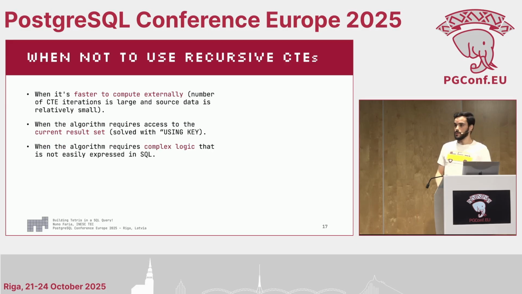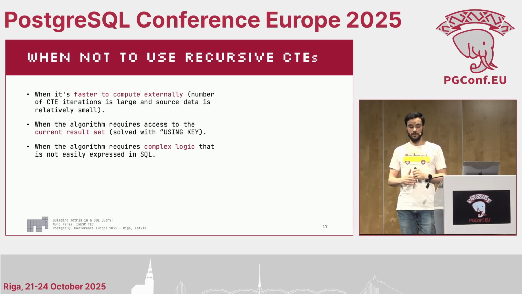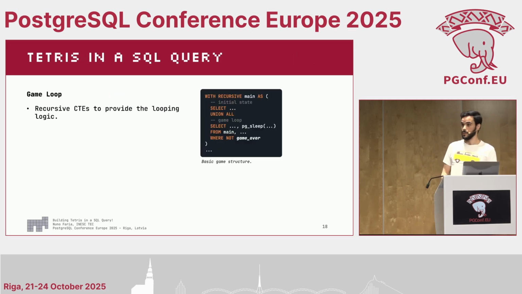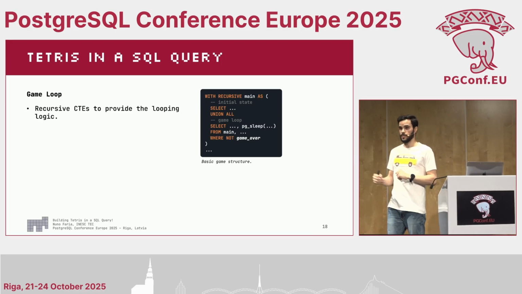So if any Postgres committers are watching, please consider this. Or also, maybe our algorithm is just too complex to represent in a declarative language like SQL. And if I had to pick an example out of many, I would say definitely the game of Tetris would be such an example. With that said, how can we actually build a game in SQL?